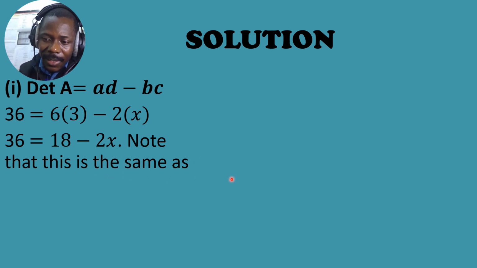Note that this is the same as 18 minus 2x is equal to 36. So order should not confuse us there. All right. Let's proceed with our solution.